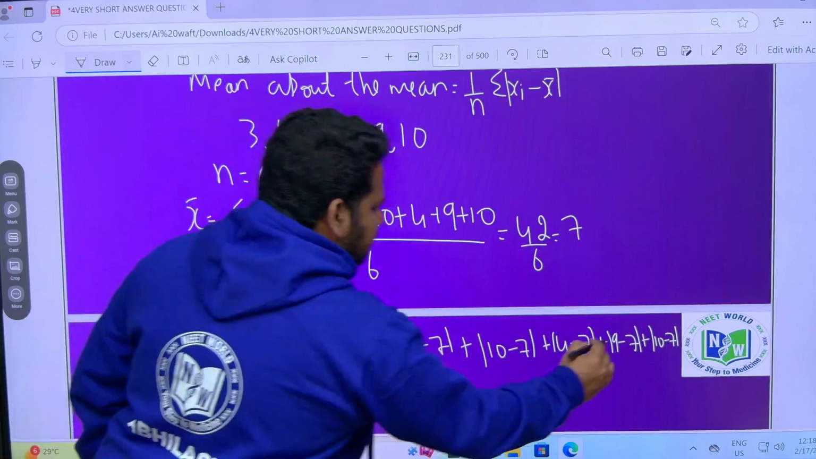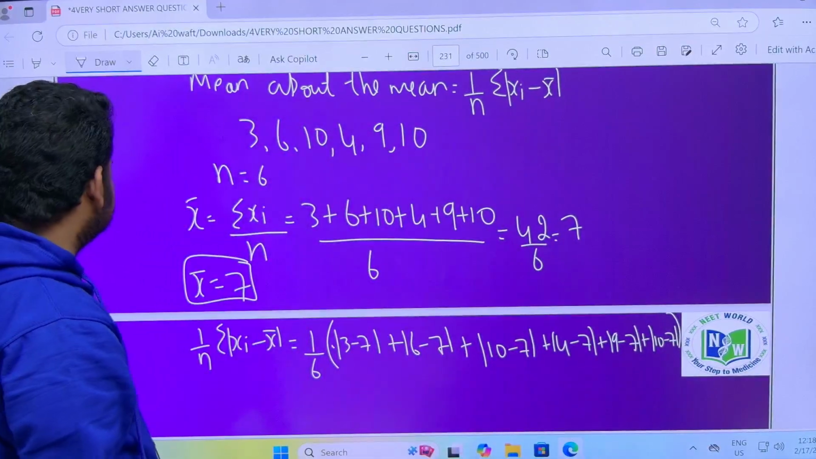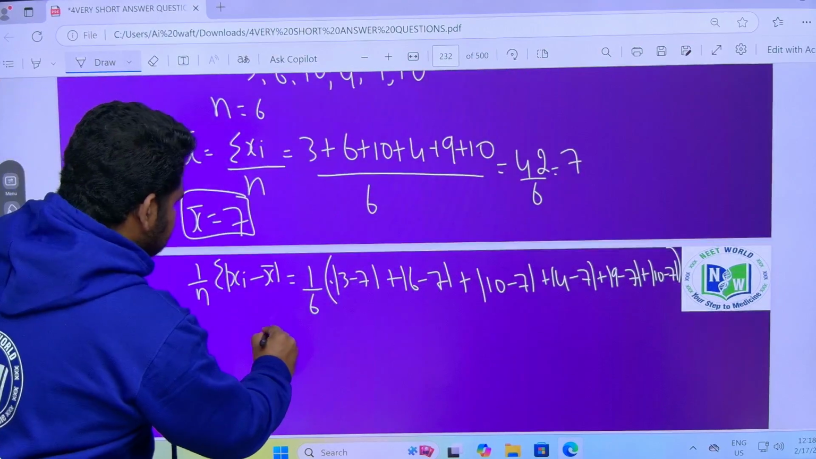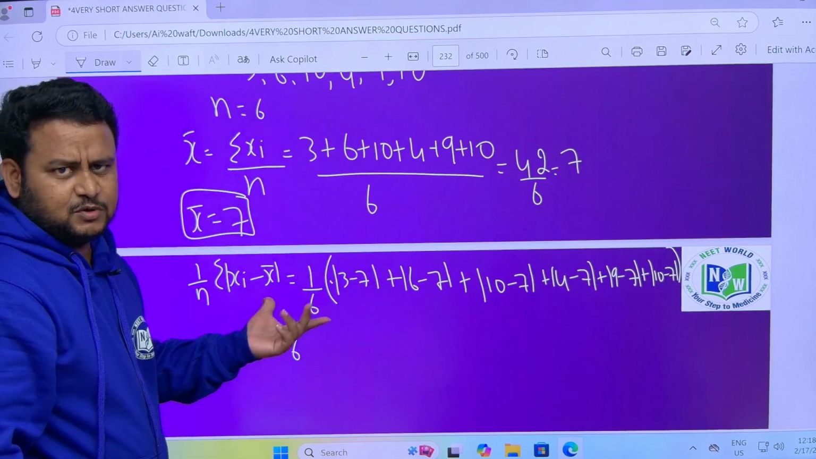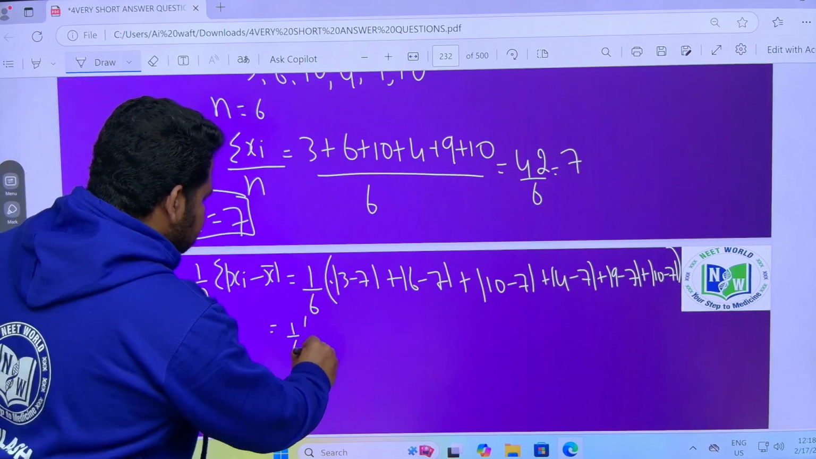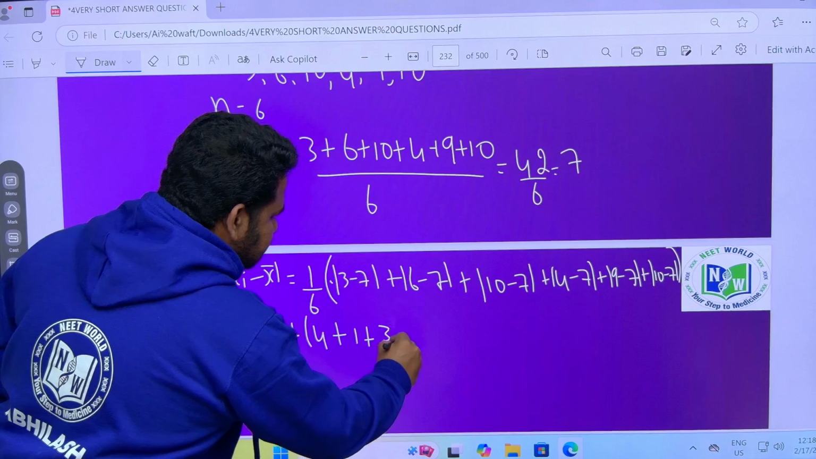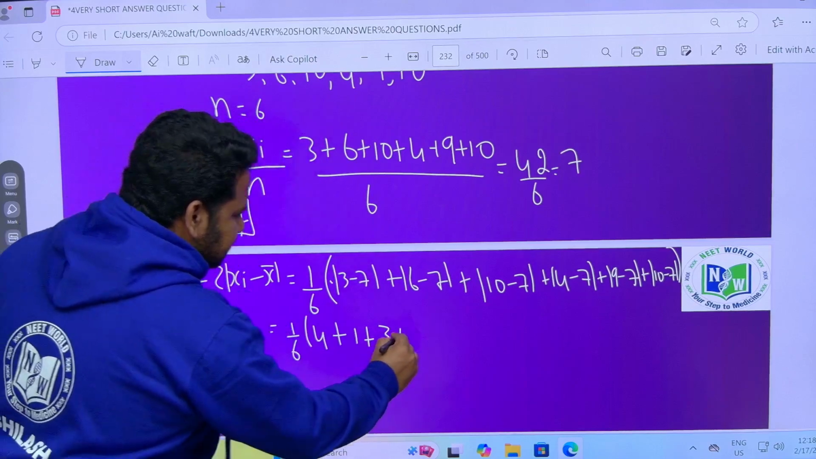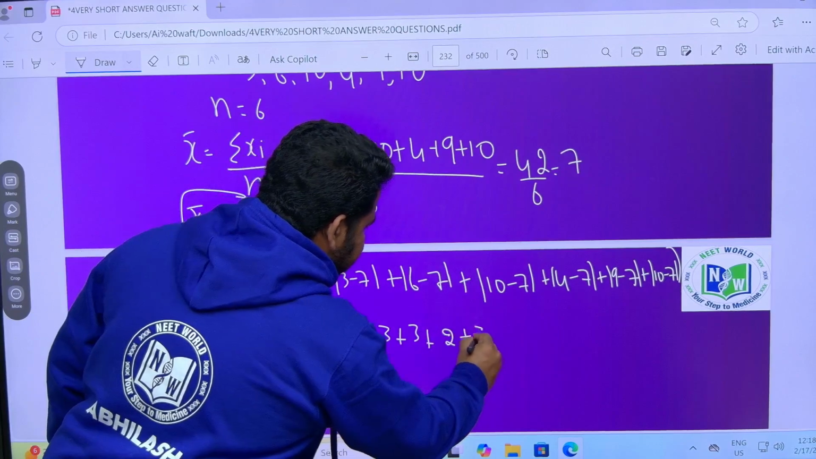Okay, and bracket. Now if you compute this, we'll get the answer. So 1 by 6, modulus of 3 minus 7 is minus 4. Since modulus is there, we have to take plus 4. So it will be 4 plus this is 1, plus 10 minus 7 is 3. 4 minus 7 is minus 3, that will become plus 3. 9 minus 7 is 2. 10 minus 7 is 3.